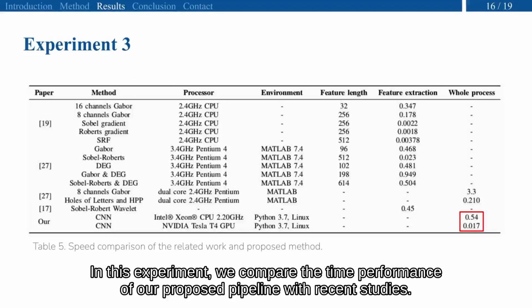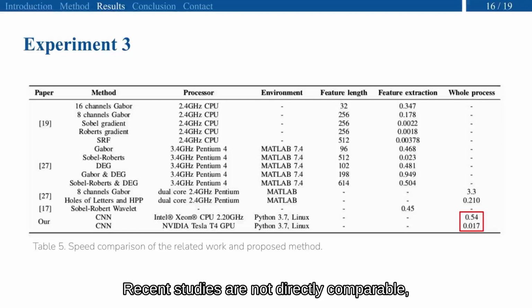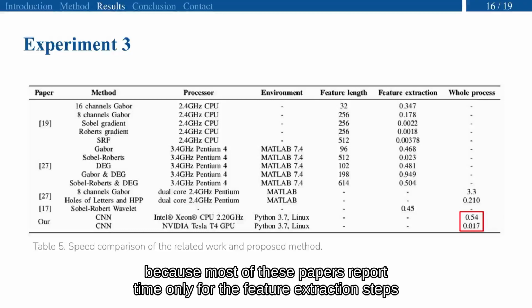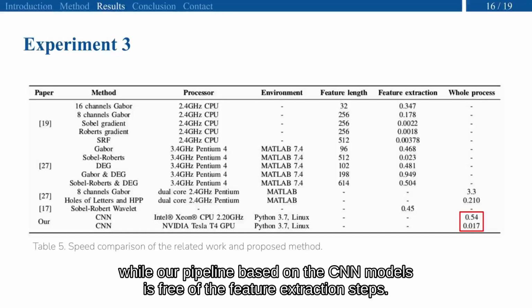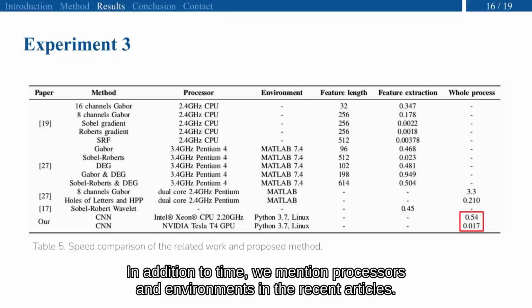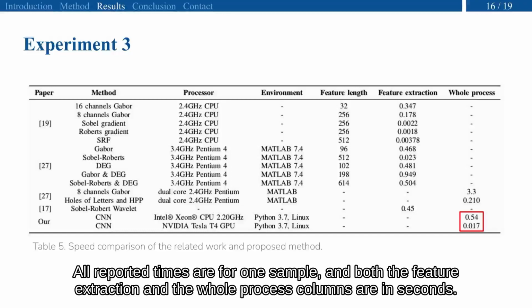In this experiment, we compare the time performance of our proposed pipeline with recent studies. Recent studies are not directly comparable because most of these papers report time only for the feature extraction steps, while our pipeline, based on the CNN models, is free of the feature extraction steps. In addition to time, we mention processors and environments in recent articles. All reported times are for one sample, and both the feature extraction and the whole process columns are in seconds.